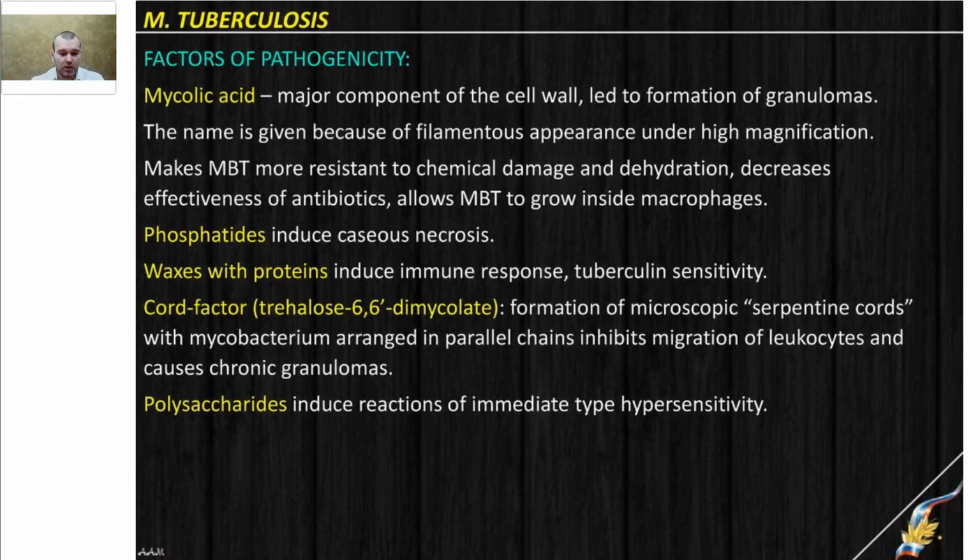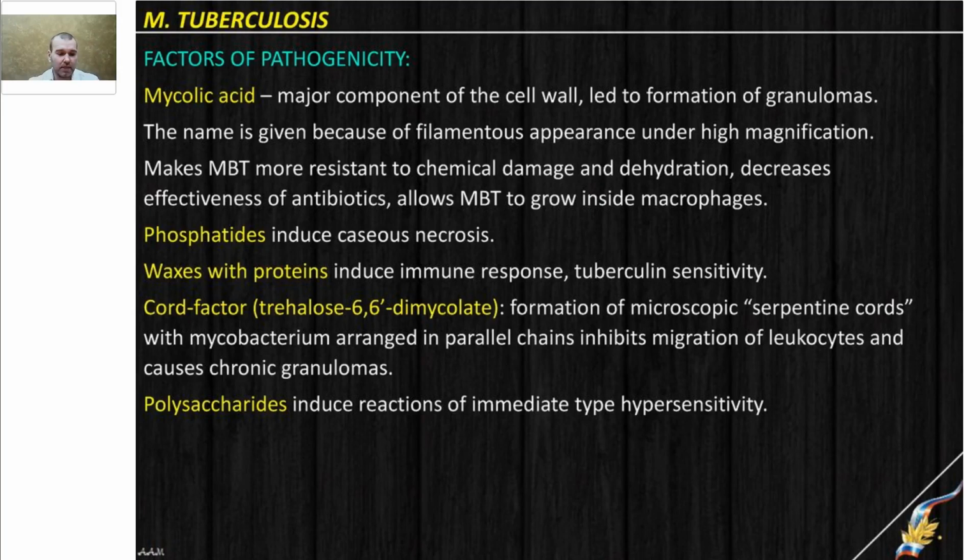The bacteria as well have phosphatides which are responsible for another type of tissue damage known as caseous necrosis. And the bacteria again are rich with different dense or hard lipids, waxes, which are combined with proteins, and actually they're responsible for a unique immune response, delayed hypersensitivity, and in diagnosis they're responsible for tuberculin sensitivity.